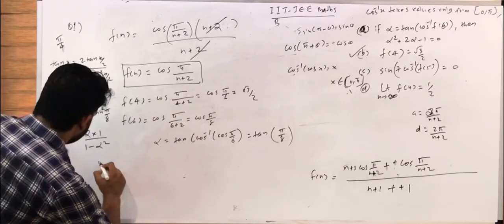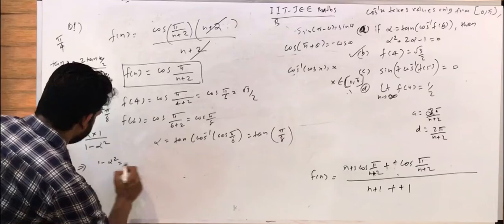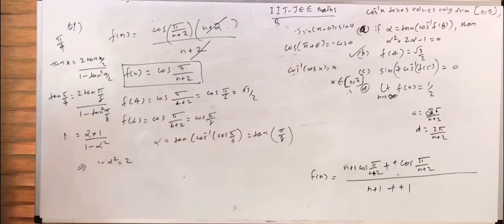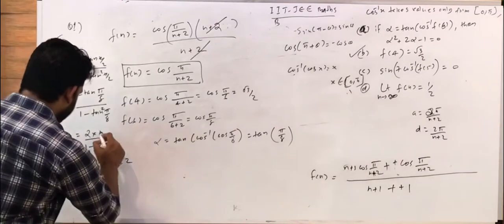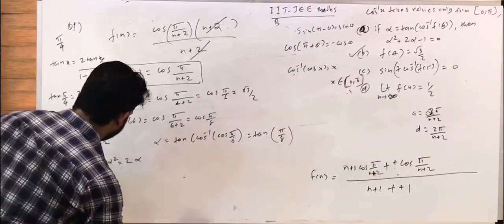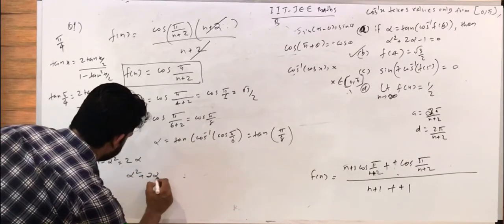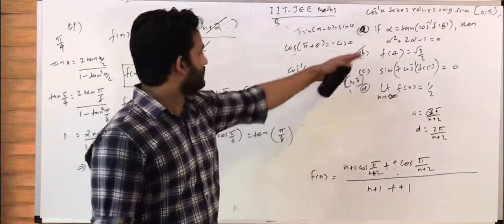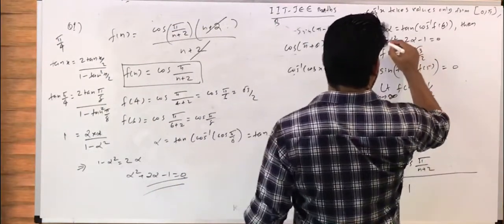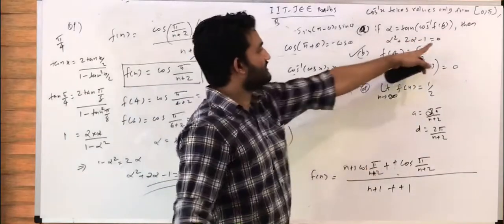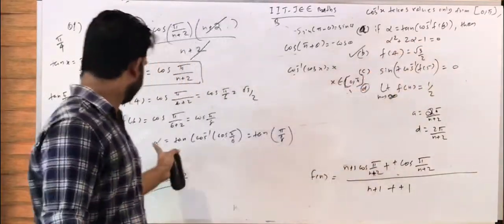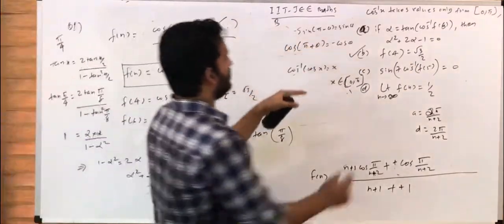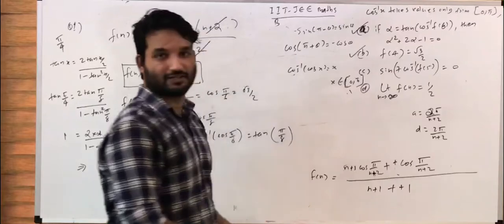So this will become 1 minus alpha square is equal to 2 alpha. So alpha square plus 2 alpha minus 1 equal to 0. So this quadratic equation is satisfied when alpha is equal to tan pi by 8, using these trigonometric identities. So option A is also correct.